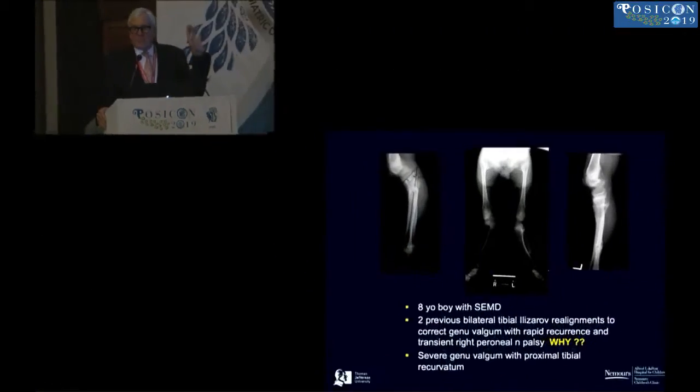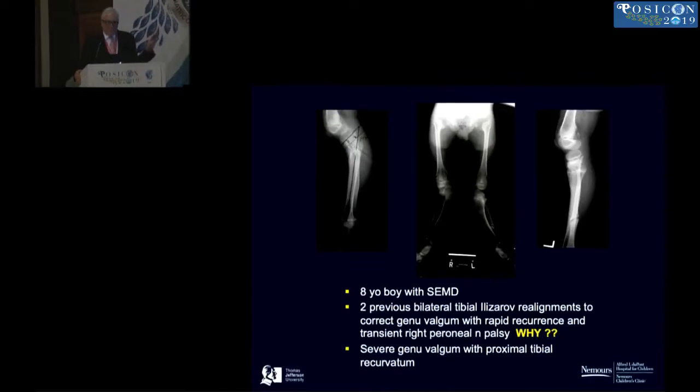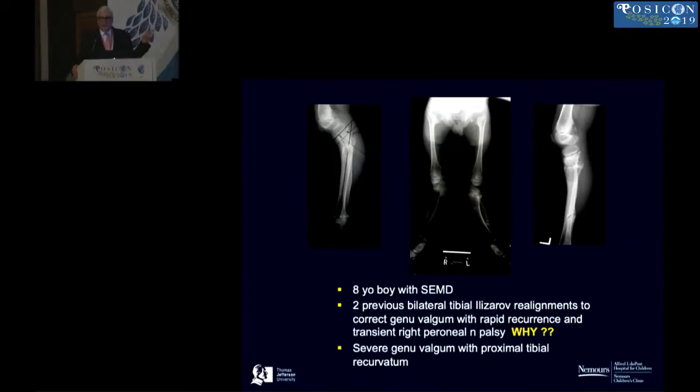I'm sorry. So this is a boy with a type of spondyloepiphyseal dysplasia. He had had 2 previous tibial Ilizarov corrections, on both legs, and both recurred very quickly after the realignment. And you can see that he has significant genu valgum with proximal tibial recurvatum, worse on the right than the left.